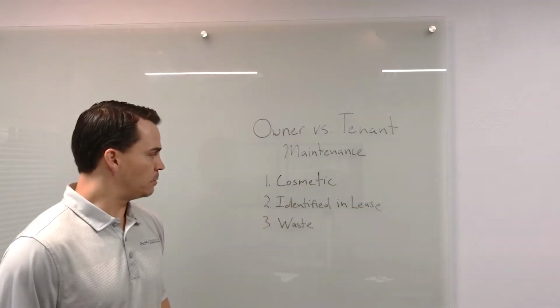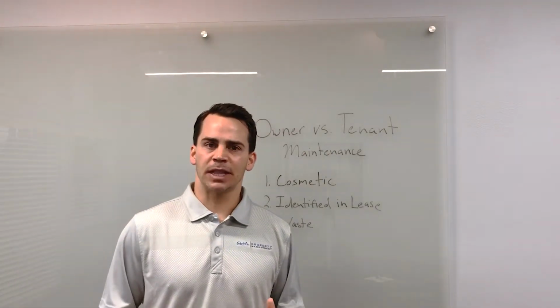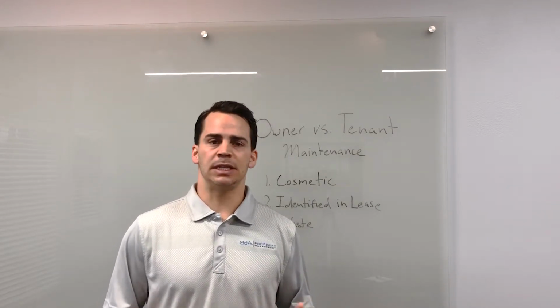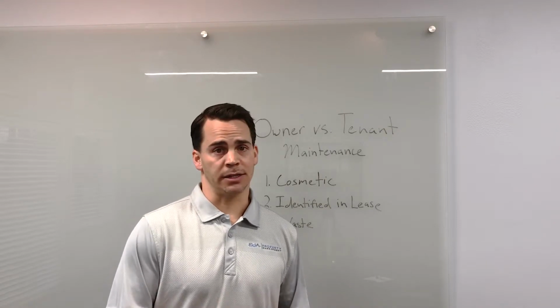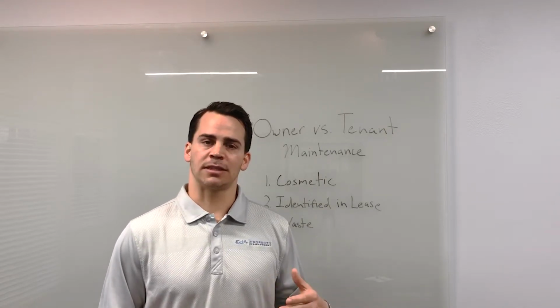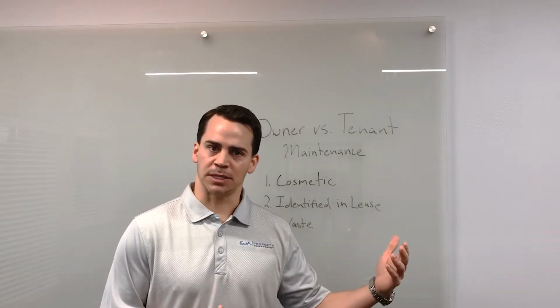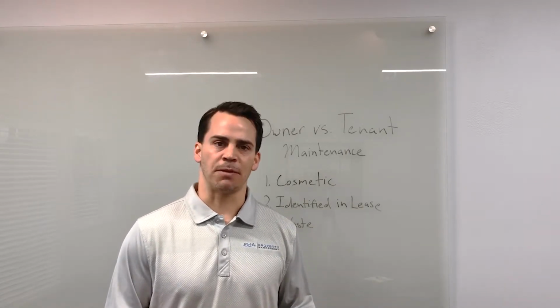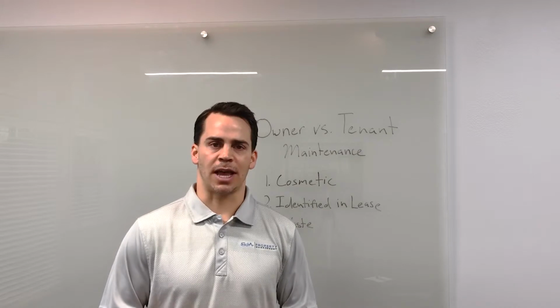The next thing would be things that have been specifically identified in the lease that the landlord is not going to repair. So we see this quite often with, say, a hot tub, or let's go back to that refrigerator example. If the ice machine doesn't work, and it's specifically identified in the lease that the ice machine will not be fixed, that would fall into that category.